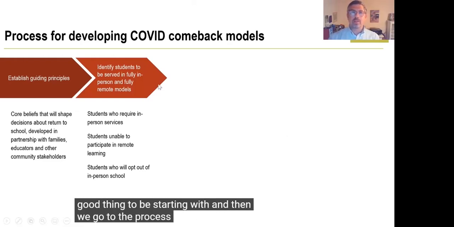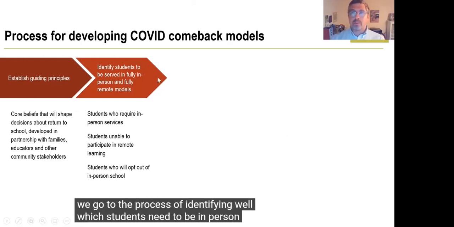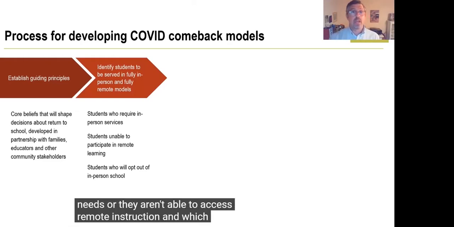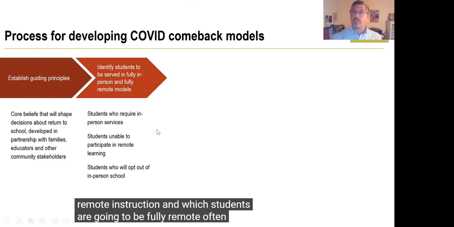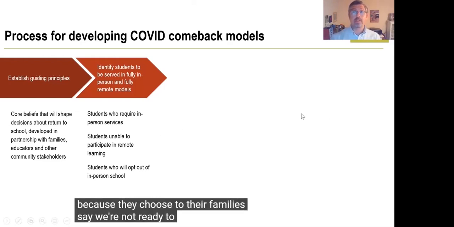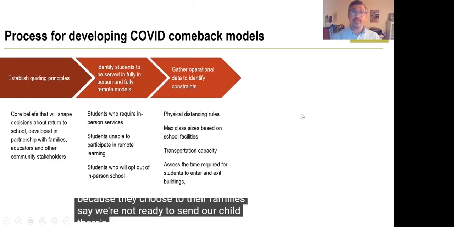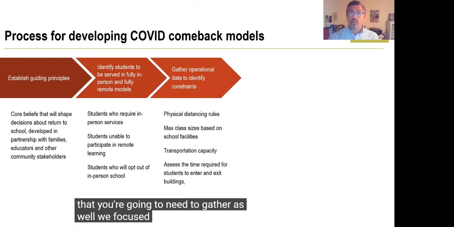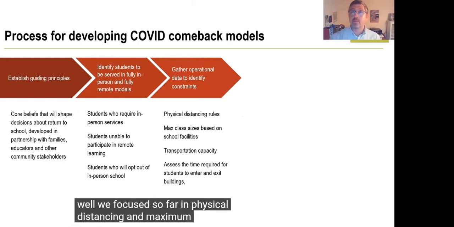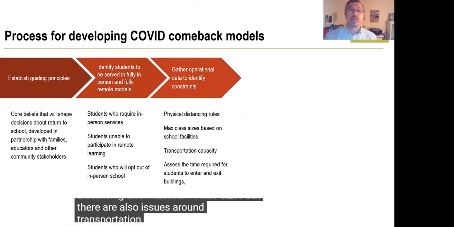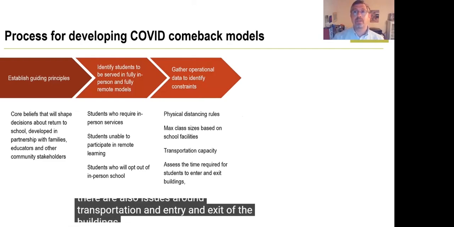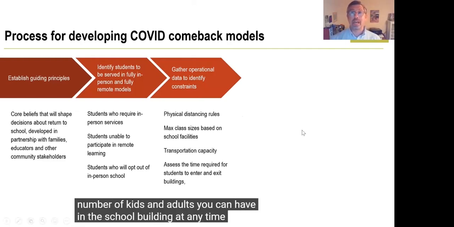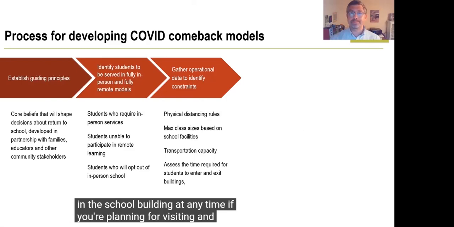And then we go to the process of identifying which students need to be in person, either because they have particular needs or they aren't able to access remote instruction, and which students are going to be fully remote, often because they choose to. Their families say, we're not ready to send our child to school. There's a whole set of operational data that you're going to need to gather as well. We focused so far on physical distancing and maximum class sizes, but there are also issues around transportation and entry and exit of the buildings that may further limit the number of kids and adults you can have in the school building at any time if you're planning for physical distancing.